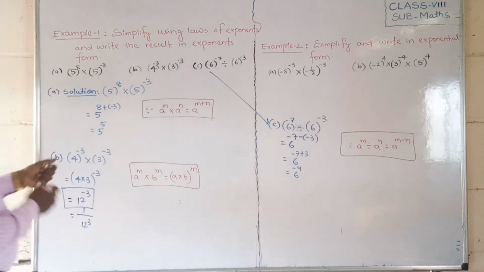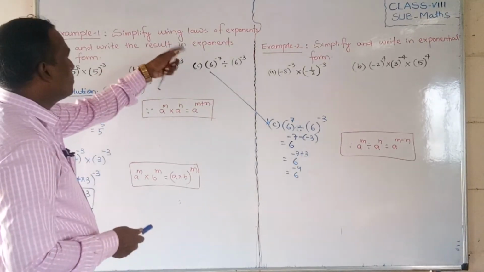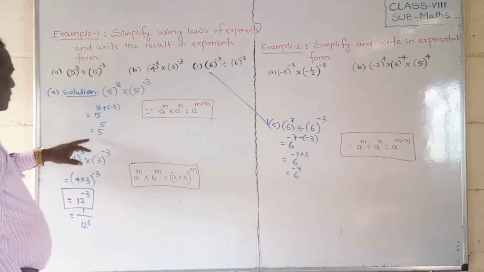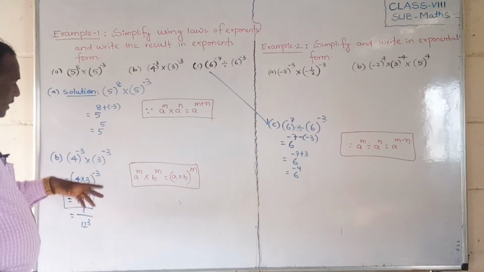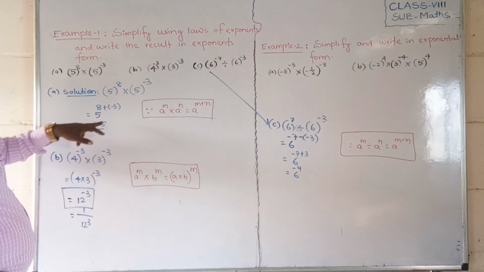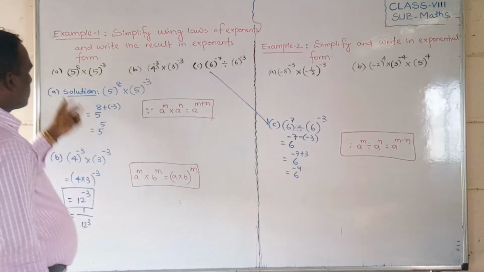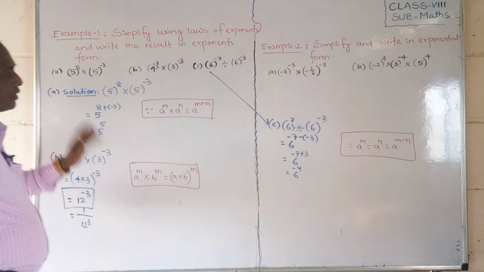So now, did you understand, students? First of all, simplify using the law of exponents. By the exponent law we have found that value, and then after that we simplify it in exponent form. First of all we used the laws of exponents, then after that we formed the exponent form.